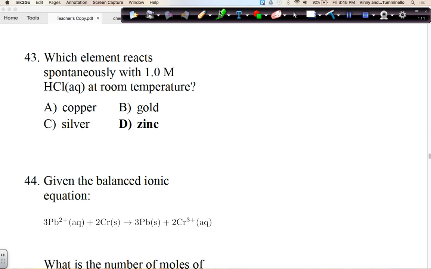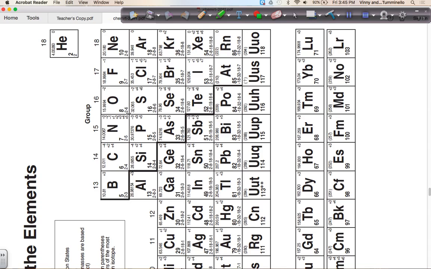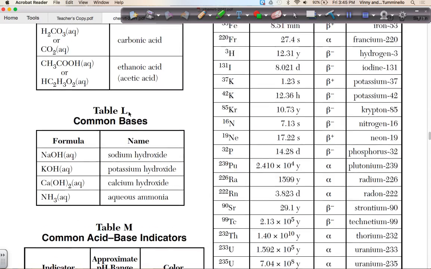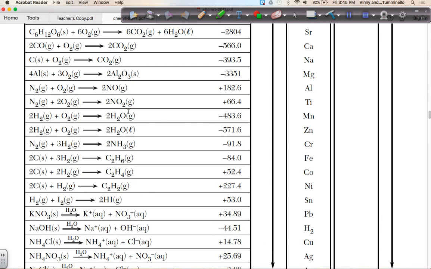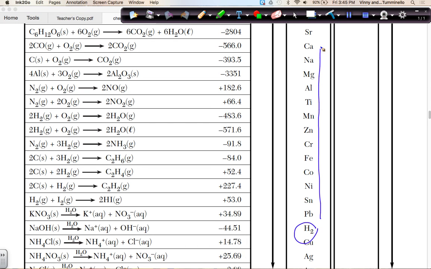43, which element will react spontaneously with 1 molar HCl at room temperature? This is a Table J question. Any element above hydrogen, so any element on Table J that's higher than hydrogen, will spontaneously react with an acid because it's more active than the hydrogen. If we look at Table J, any element that's higher than hydrogen will do this. And so if we look here, it's hydrogen, it's all the elements up here, and the choice zinc was right here.